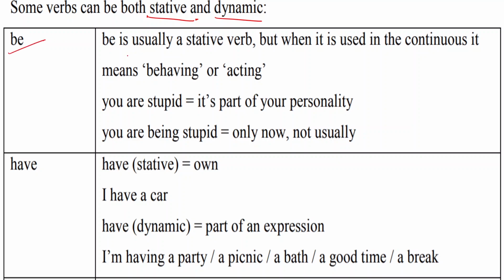Example be. Be is usually a stative verb, but when it is used in the continuous, it means behaving or acting. Example, you are stupid. It is part of your personality. You are stupid. Are is the be form verb. You are being stupid. You are being stupid here means only now, not usually.